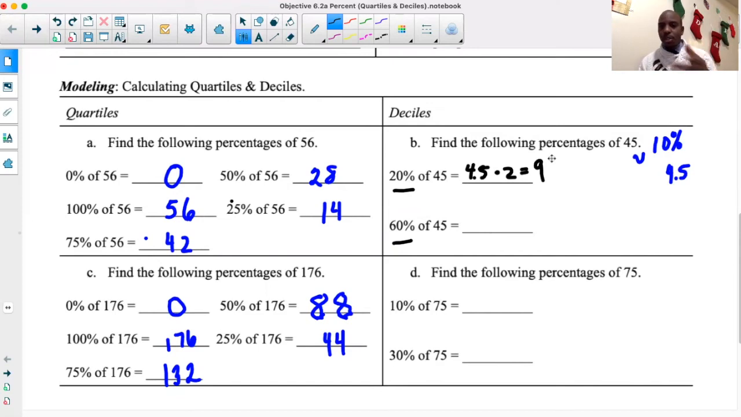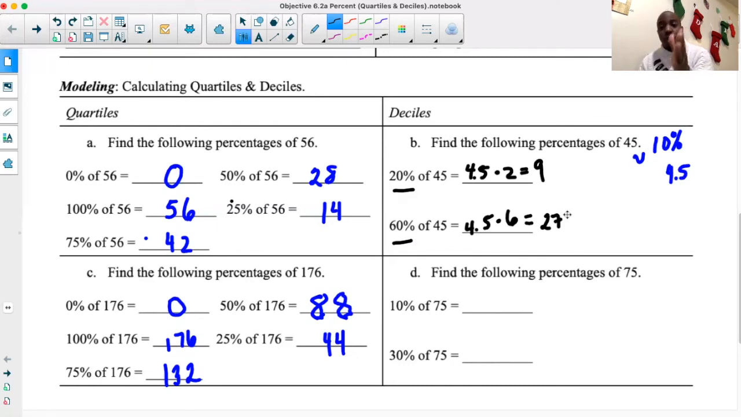What about 60% then? Well, I would do 10% times 6. So 10% times 6 gives me 60%. In other words, 4.5 multiplied by 6 is going to give me my answer here. Let me just double check my answer. I think I have an answer in my head, but I want to make sure it's 100% accurate. Yep, 27. Okay, so 27.